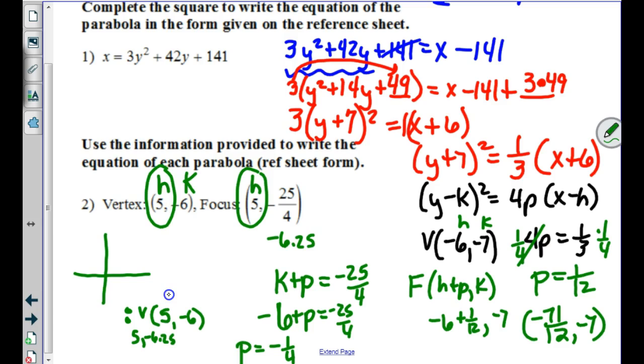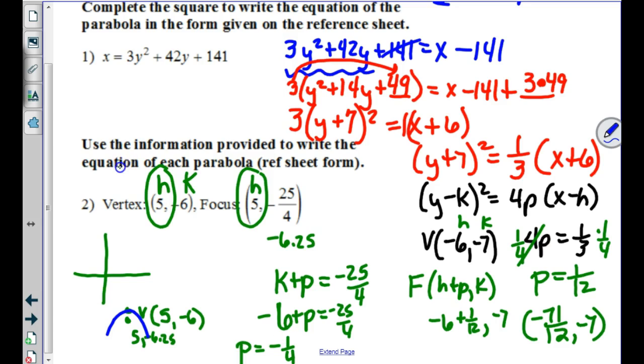So P is -1/4. Did that make sense to anybody? Anybody know that ahead of time? Wasn't the distance in here a fourth? And it was opening down, so it was negative? Okay, so can you write the equation?